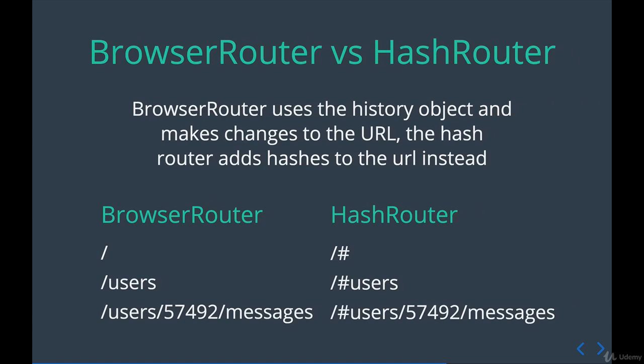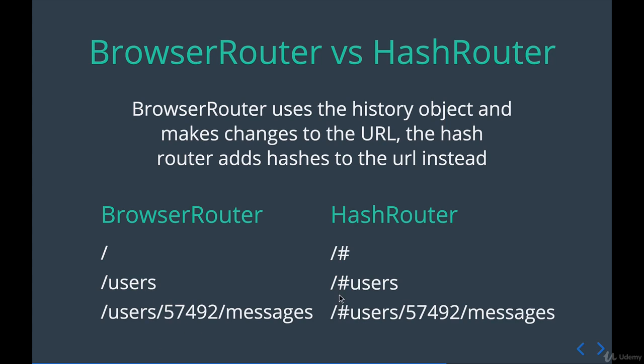One of the main components that we'll use when we're setting up our application is a router. And there's two main options, a browser router or a hash router. So what's the difference? Well, the browser router uses the history object and it makes changes to the URL, whereas the hash router doesn't use the history object and it makes changes to the hash after the URL. So if you compare these two sets of URLs, the browser router, if we navigate from here to here, changes the URL, and then here to here changes it again.